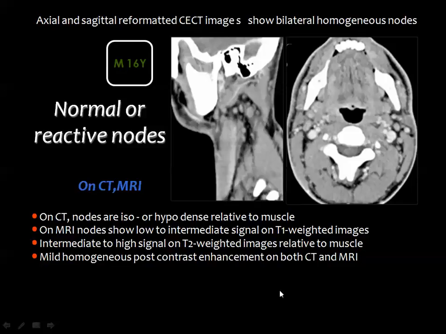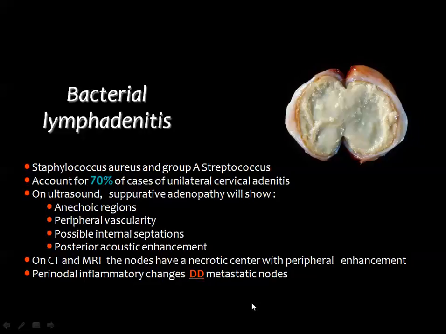Lymphadenitis or inflammatory lymph nodes are usually the result of staphylococcal or streptococcal infection. They represent about 70% of unilateral cervical lymph node enlargement. When the lymph node is inflamed, then you expect that it will appear anechoic on the ultrasound. It will have some increased vascularity, especially along the periphery, and you expect a loss of the central fatty echogenic area. Instead, you may see some fluid inside the lymph node.